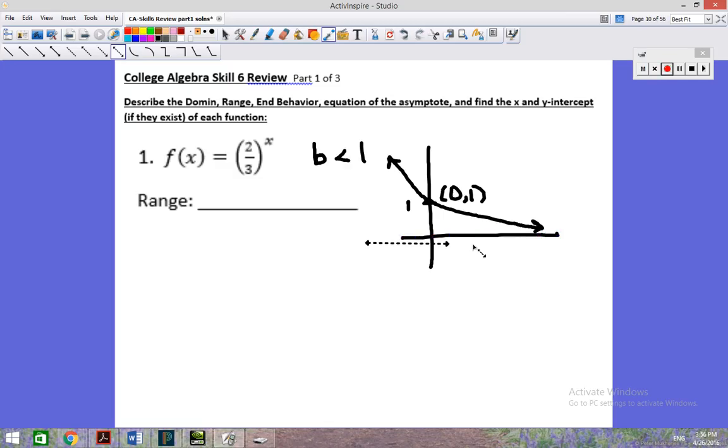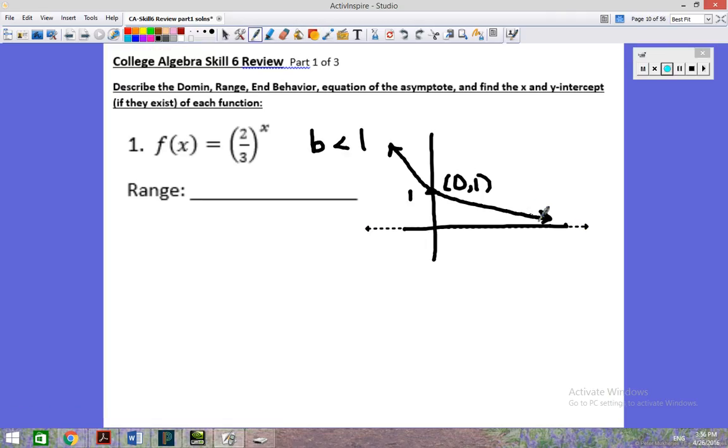The x-axis is a horizontal asymptote. Remember, asymptotes are lines or curves that your graph gets closer and closer and closer to. So the equation for this horizontal asymptote is y equals 0. So our graph lies entirely above this line.